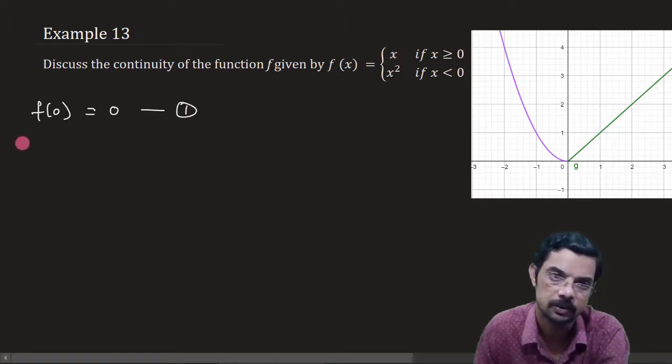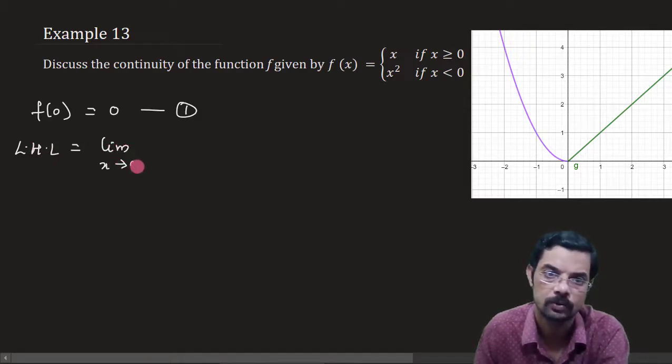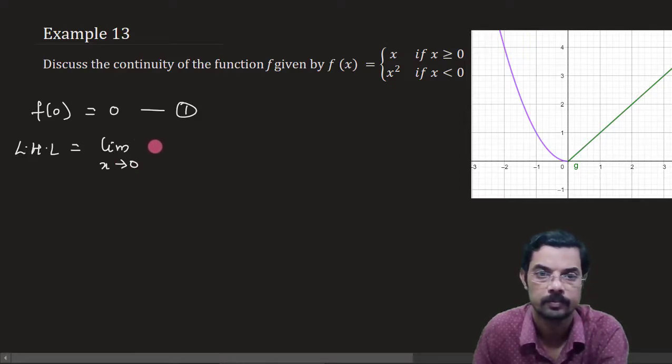Now the left hand limit. The left hand limit is equal to the limit as x tends to 0 from the left of f of x. What is f of x? From the left it is defined as x square, which is equal to 0 square, which is equal to 0.